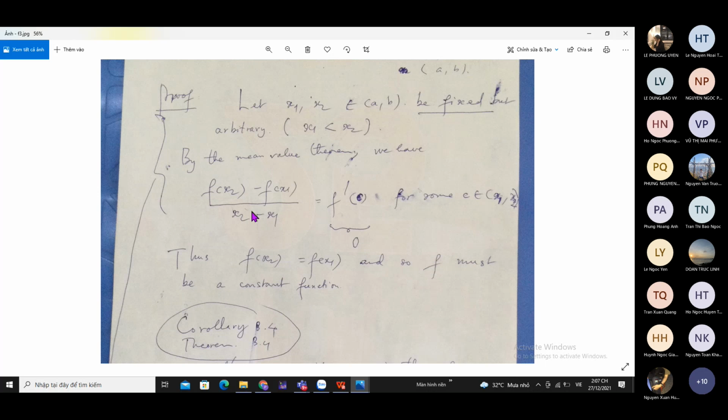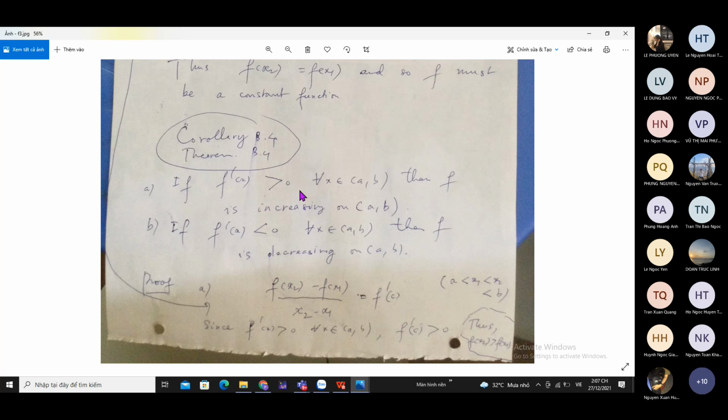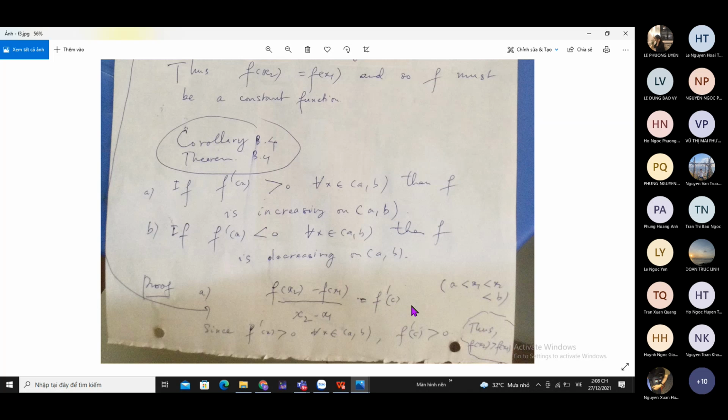We get the same as above. So this number c is between x1, x2, so f prime of c equals f of x2 minus f of x1 over x2 minus x1. And this time, f prime of x is positive for any x of the open interval AB. That's why here, f prime of c is positive, because c here belongs to AB. And that's why the quotient f of x2 minus f of x1 over x2 minus x1 must be positive, right?